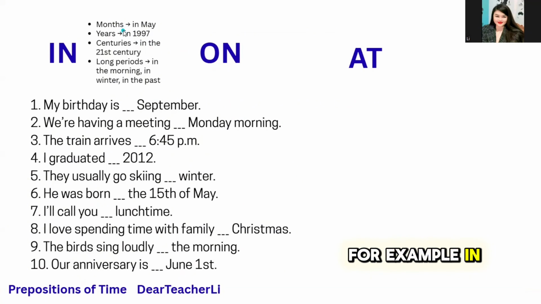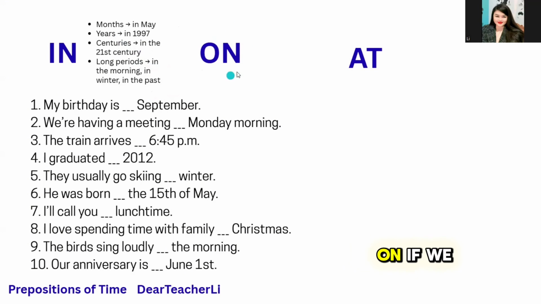For example, in May, in January, in August, in December. For years, like in 1997, in 2025, in 2010. For centuries, in the 21st century, in the 19th century. Or for long periods like in the morning, in winter, in summer, in the past, for example.